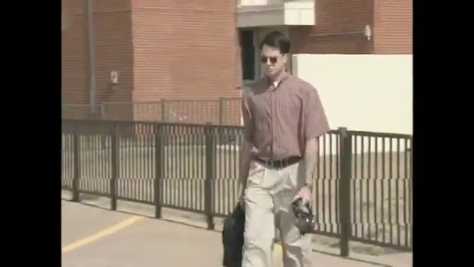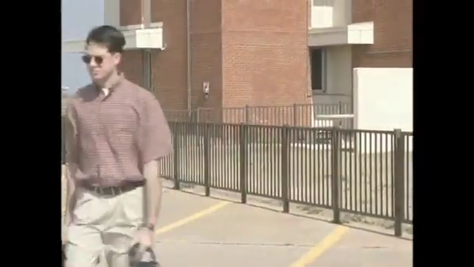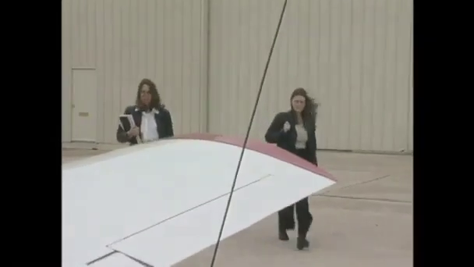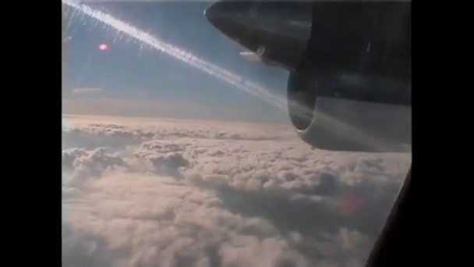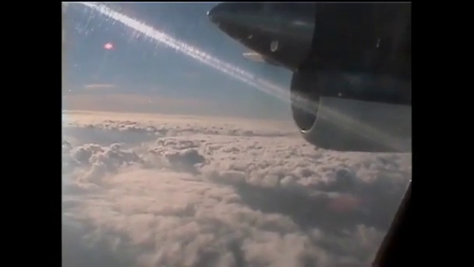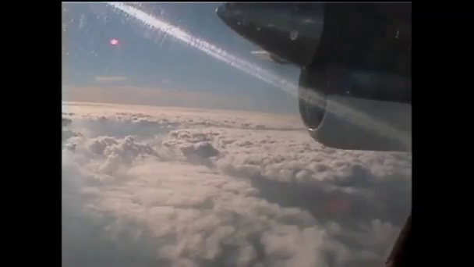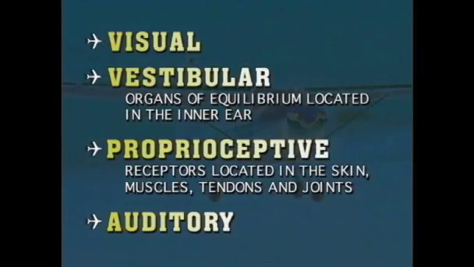Humans possess the natural ability to maintain body orientation and posture in relation to their surrounding environment, whether at rest or motion. Good spatial orientation is due to effective perception and interpretation of your senses: visual, vestibular, proprioceptive, and auditory information.